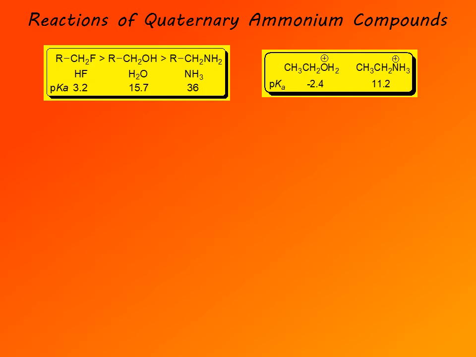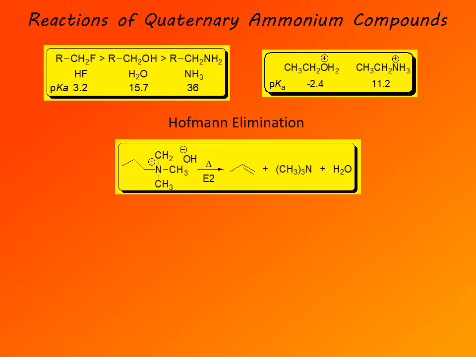So now we have a poor leaving group, and you may recall from elimination reactions of alkyl halides, fluoride as a poor leaving group only underwent elimination reactions, and only E2 elimination reactions, because a base was needed to force it to leave. And so in this case we have elimination as the only reaction, and it's called Hofmann elimination. So Hofmann elimination occurs on quaternary ammonium salts.